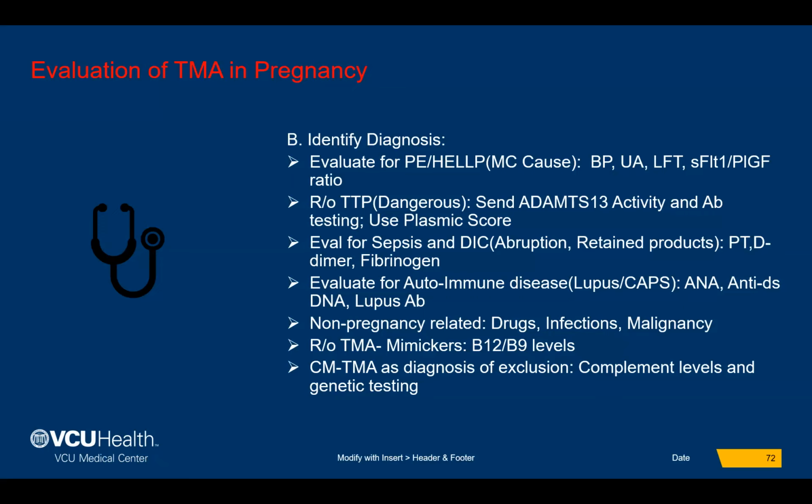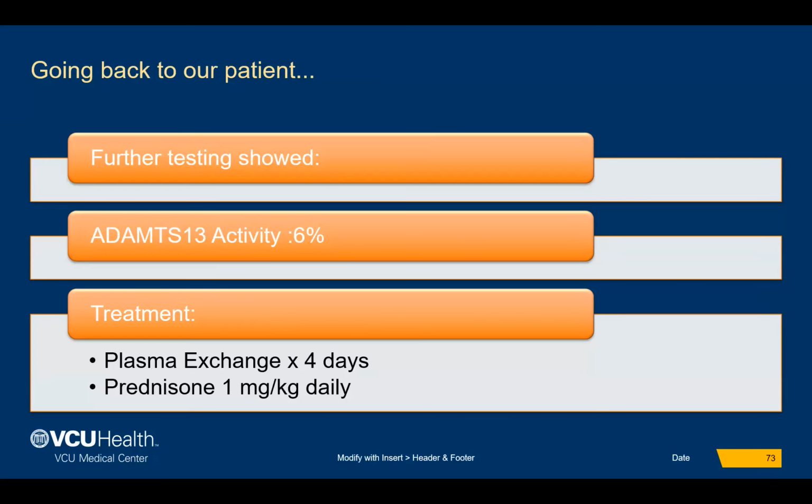It's not literally a microthrombotic process, especially if you have a reticulocyte count that is not elevated. Think about B12 and B9 deficiencies, because we've had a few patients who have had those presentations. And then complement-mediated process is a diagnosis of exclusion. So you want to consider that, but always keep an eye on the kidney function.